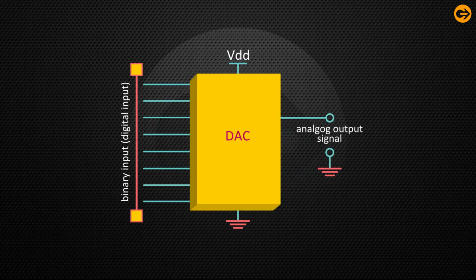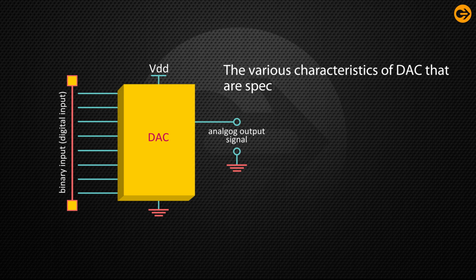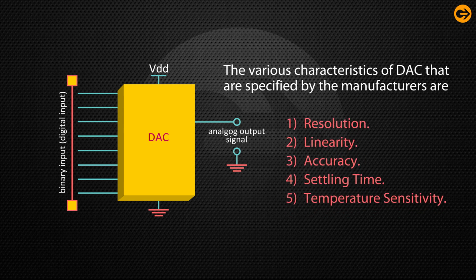In the previous two segments, we have studied the different types of DAC. The DAC follows certain characteristics that distinguish it from an ADC. The various characteristics of DAC that are specified by the manufacturers are resolution, linearity, accuracy, settling time, temperature sensitivity.